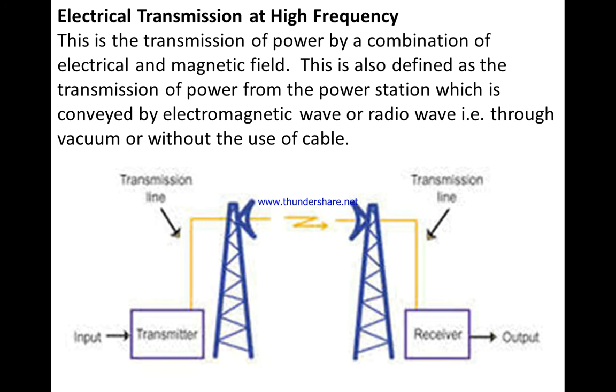Now let's move on to looking at electric transmission at high frequency. Electric transmission at high frequency is actually transmission of electricity as a broadcasting medium, that is radio transmission or television transmission. This electric transmission is not usually done by cables and lines, but by an electrical and magnetic field. That is, the transmission of power is by a combination of electric and magnetic field, and is defined as the transmission of power from the power station, which is conveyed by electromagnetic wave or radio wave through vacuum or without the use of cables.